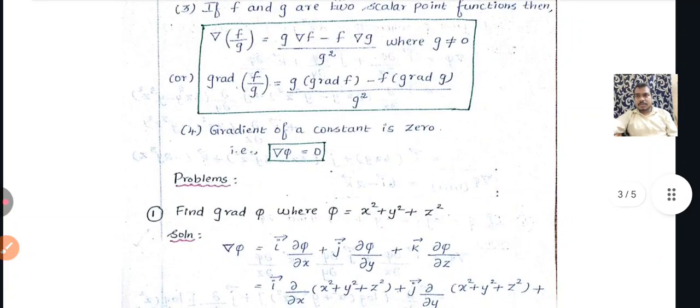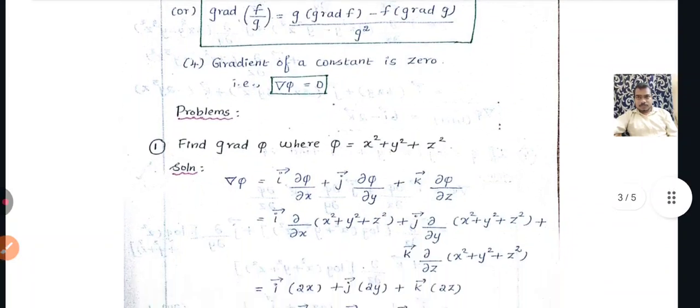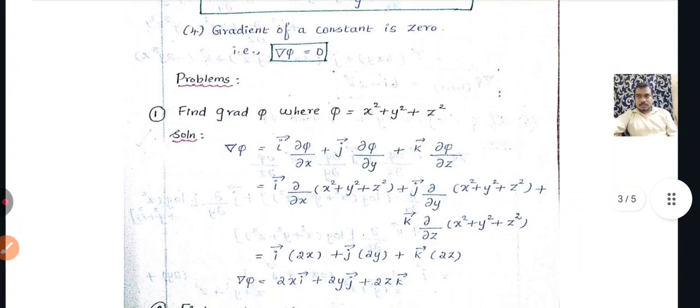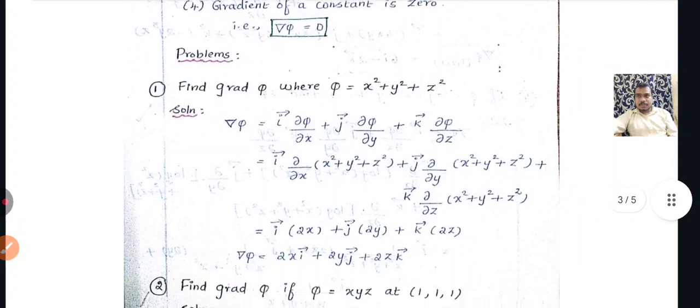The fourth property is the gradient of a constant is 0, that is del pi is equivalent to 0. Let us see some example problems.